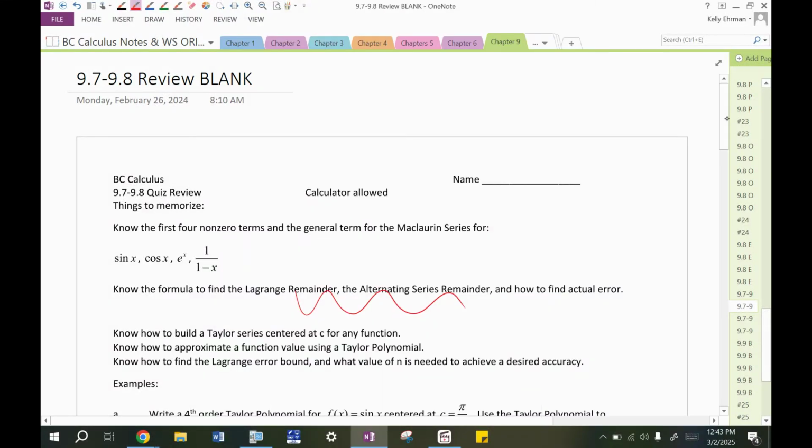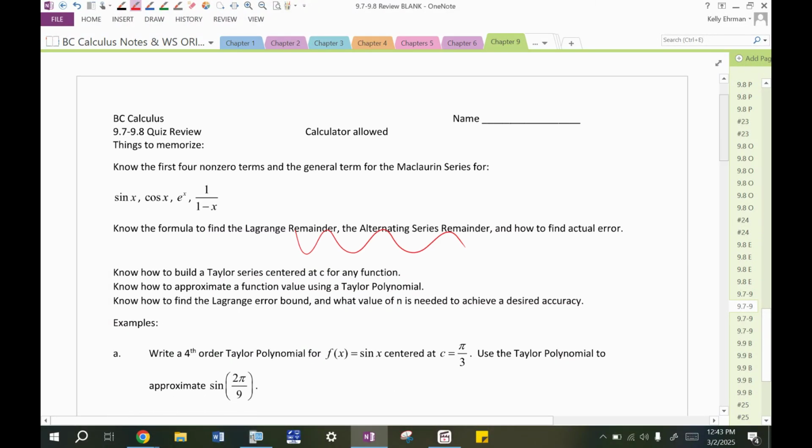All right, guys, this is the review for the 9798 quiz. And if you understand everything in this review, the quiz follows very closely to this. So, first thing that you're going to have to do is list the first four non zero terms and the general term for the Maclaurin series for these four functions.